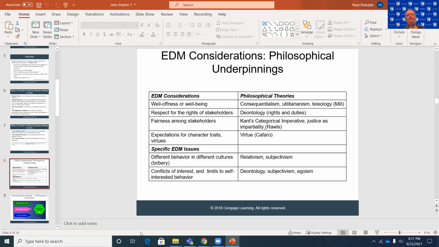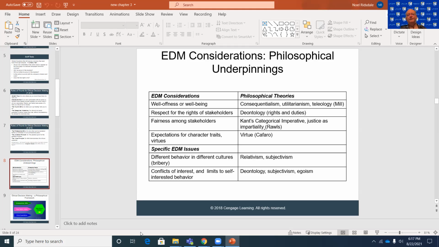There are also some EDM issues that could affect your ethical decision making. For instance, different cultures where bribery is considered acceptable. You go to South America, or countries in Africa, even some countries in Eastern Europe, and bribery is accepted and expected. In the U.S., it's not so much. So you're going to want to take a look at that, and we look at that as differences between cultures, and that really has its roots in relativism and subjectivism in ethical or philosophical theory.